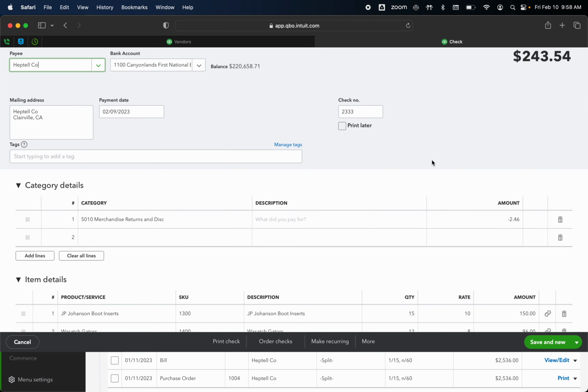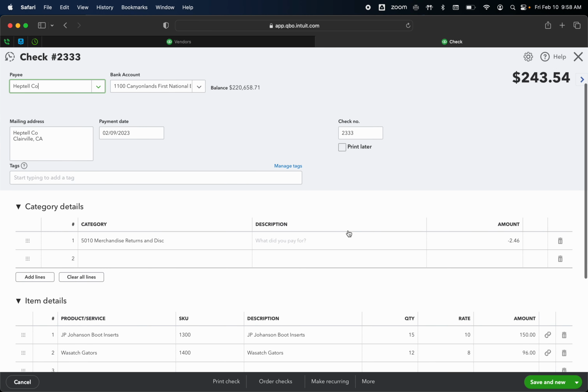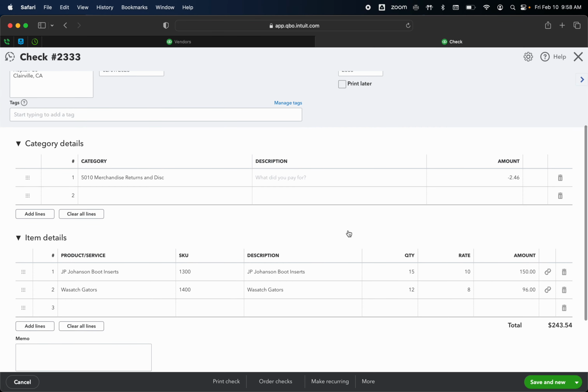So I think that's where we're getting kind of thrown off, that your AP is being thrown off because you're creating purchase orders, but we're not creating bills for them. The purchase orders don't do anything. Forget about purchase orders. Don't worry about purchase orders.